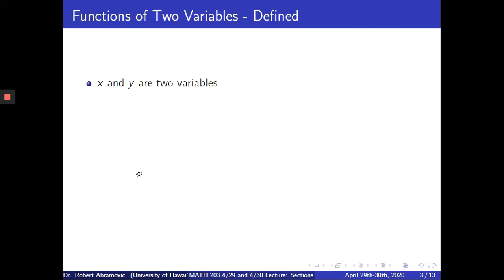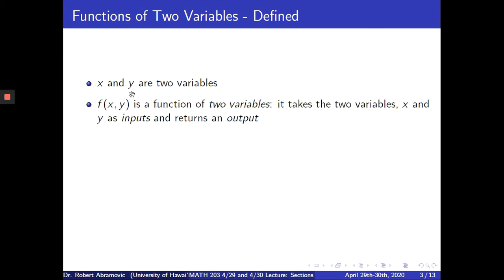Let's begin with x and y being two variables. You've seen that before, but you're used to seeing x as the independent variable, or the input, and y as the dependent variable, or the output. f of x comma y is a function of two variables. It takes two variables, x and y, as inputs now, and returns one output. So if f of x comma y is a function of two variables, it will take two variables as inputs and return one number as an output.